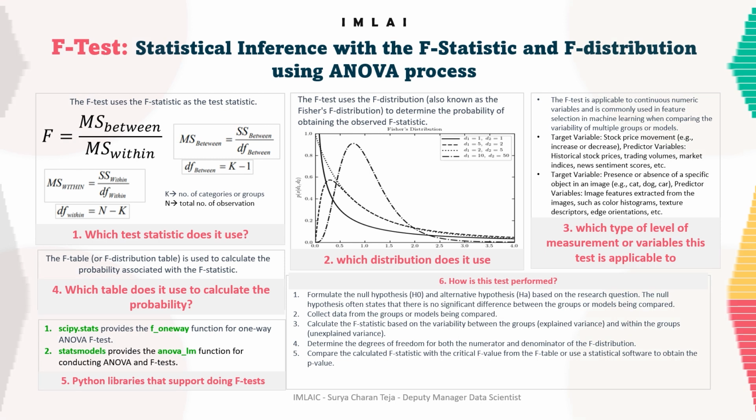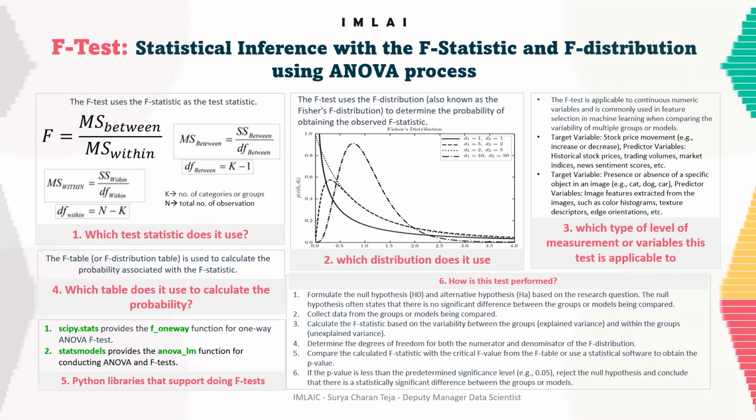Then once that's done, if the p-value is less than the predetermined significance level, let's take 0.05, then reject the null hypothesis and conclude that there is a statistically significant difference between the groups or models.